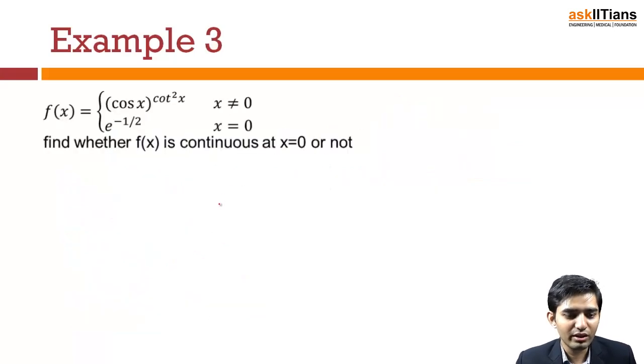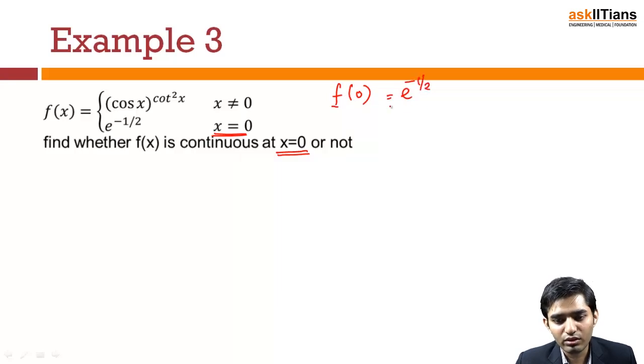Let us see the third example. Here, f(x) is given, and we have to check whether this function is continuous at x equal to 0 or not. Now first of all tell me what is the value of the function f of 0. At x equal to 0, clearly the value of the function is e to the power -1 by 2. F of 0 is e to the power -1 by 2.